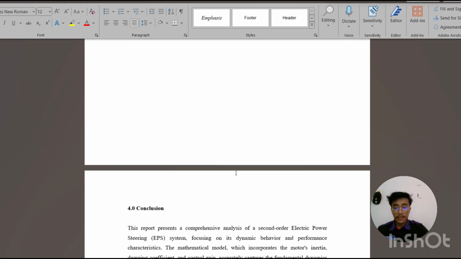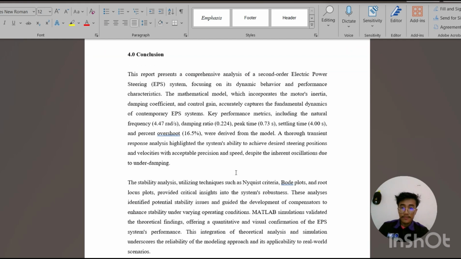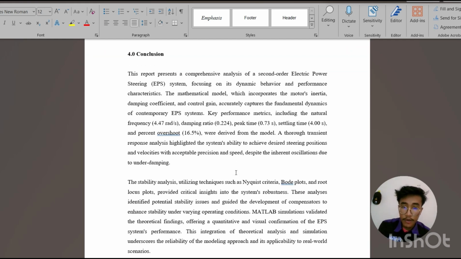So next, the conclusion. This report presents a comprehensive analysis of a second-order electric power steering system, which is the EPS system, focusing on its dynamic behavior and performance characteristics. The mathematical model, which incorporates the motor's inertia, damping coefficient, and control gain, accurately captures the fundamental dynamics of contemporary EPS systems.